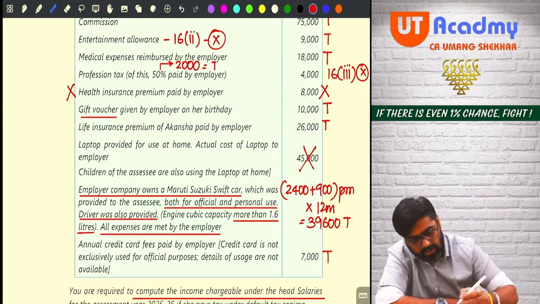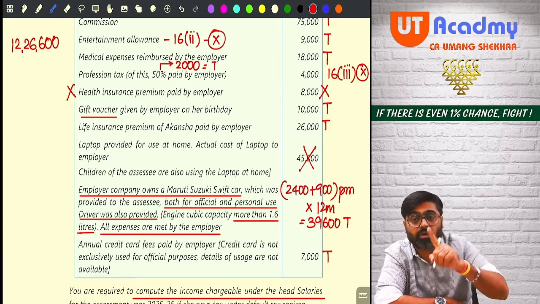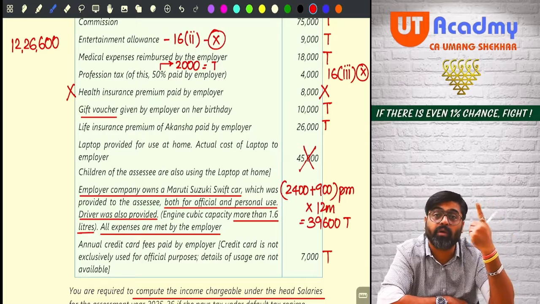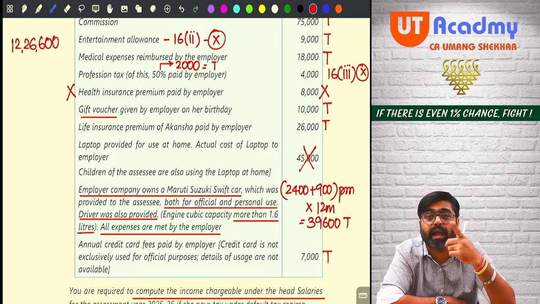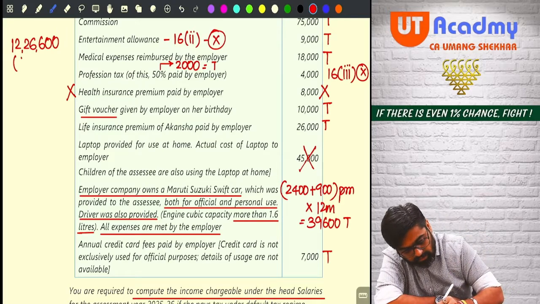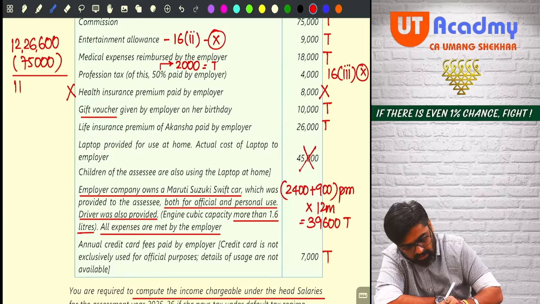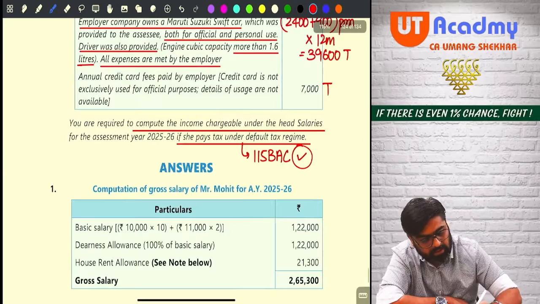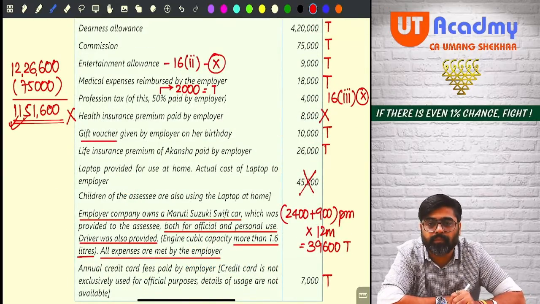Are you getting that amount? That 12,26,600, my dear friends, is your gross taxable salary. Out of that gross taxable salary, you are going to get deductions. No, only one, because you are following 115BAC. What deduction is that? Standard deduction. And 115BAC standard deduction will be 75,000. Take that standard deduction of 75,000 and now check: 11,51,600. That is your net taxable salary. They are telling you to compute income chargeable under the head salary, and this is the income chargeable under the head salary. Got it, everyone?